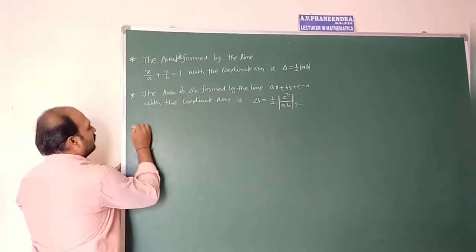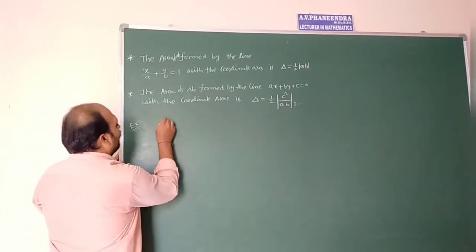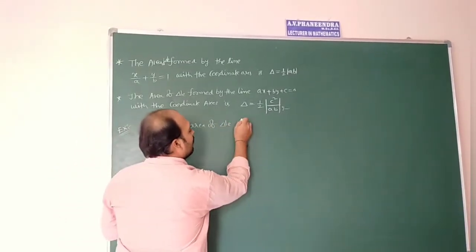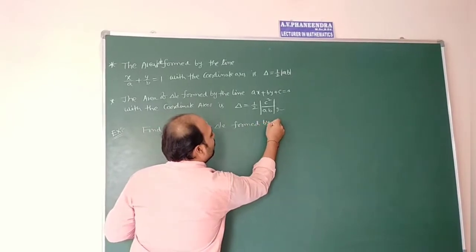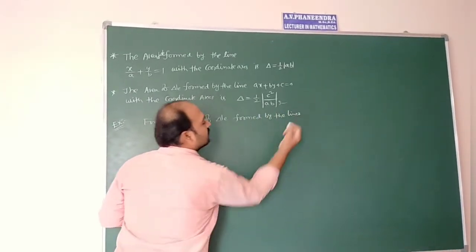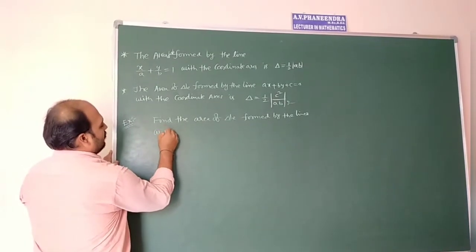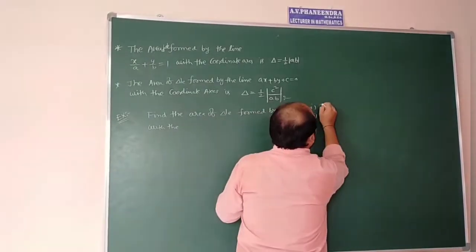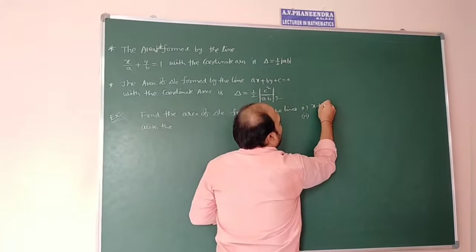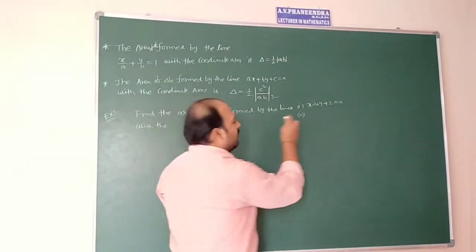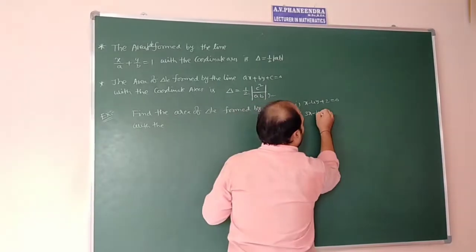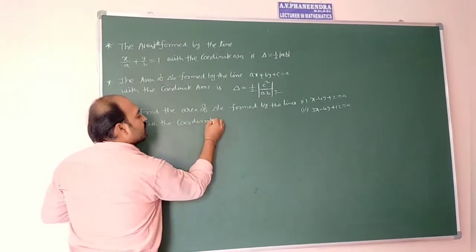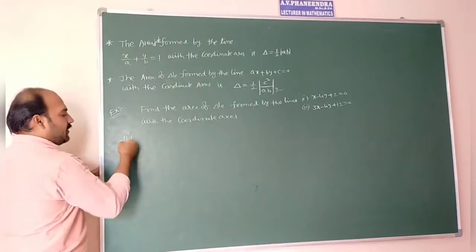Suppose, for example, find the area of the triangle formed by the lines with the coordinate axes. First line is x minus 4y plus 2 equal to 0, and second line is 3x minus 4y plus 12 equal to 0, with the coordinate axes. Take the first question.